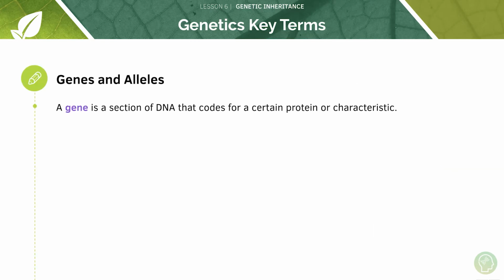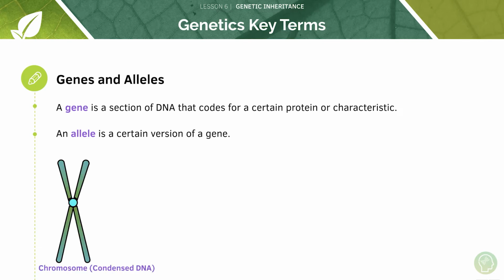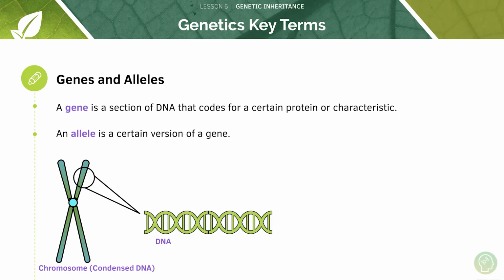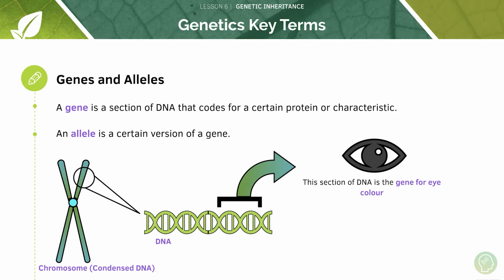Now, a gene is a section of DNA that codes for a certain protein or characteristic, and an allele is just a certain version of this gene. So here's our chromosome again, which contains condensed DNA. Let's zoom in on it, that's our DNA there. Now if we take a section of this DNA, that's our gene, and in this case we're saying that this section of DNA is the gene for eye colour.